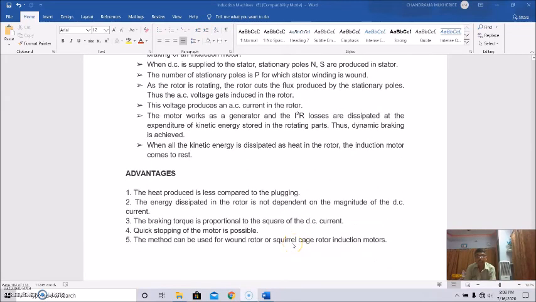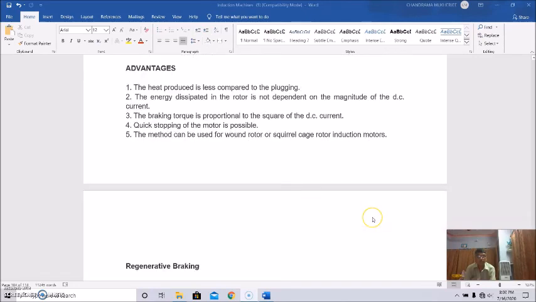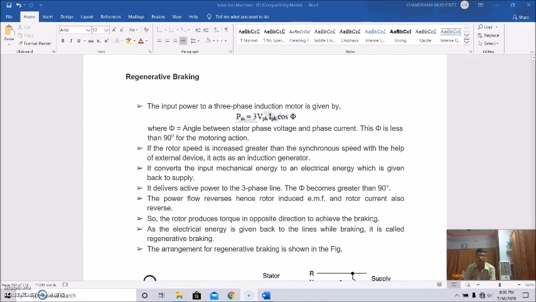The advantages of this are that the heat produced is less compared to that of plugging. Energy dissipated in the rotor is not dependent on the magnitude of the DC current, and braking torque is proportional to the square of the DC current, and quick stopping of the motor is possible. This method can be used for wound rotor or squirrel cage rotor induction motors. Lastly, we have regenerative braking.